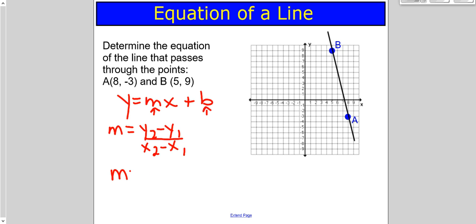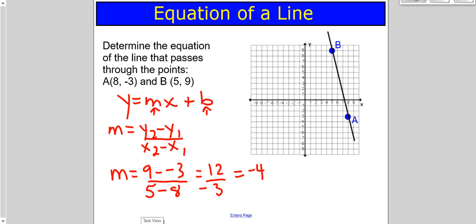Okay, so y2 would be 9, y1 would be negative 3, x2 would be 5, x1 would be 8. Well, 5 minus a negative 3 is 12. 5 minus 8 is negative 3. 12 divided by negative 3 is negative 4.